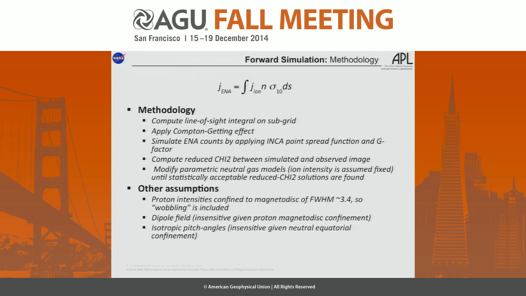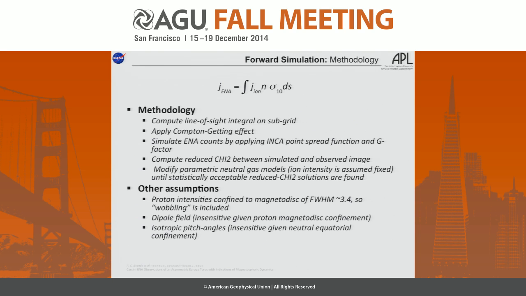And then, of course, what you do in standard statistical approaches, you compute your reduced chi-square between the simulated and the observed images, and then you tweak your neutral gas models that I'll talk about in a moment. And we assume that the ion intensity is fixed, and you do that until you reach statistically acceptable reduced chi-square solutions, and then you analyze those solutions. So that probably is a 2-hour talk already there.